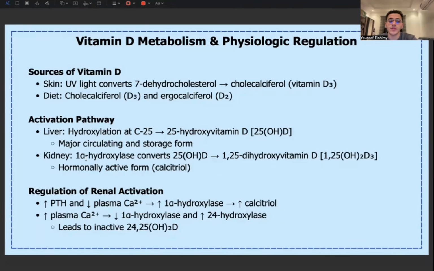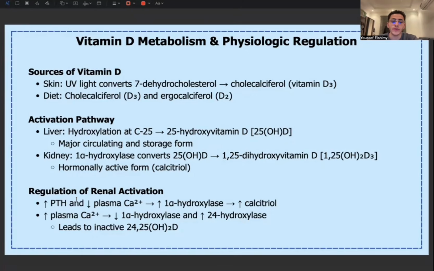There is an enzyme called 1-alpha hydroxylase that converts the 25-hydroxy vitamin D into a more active form, called 1,25-dihydroxy vitamin D. This is the hormonally active form, and it is also called calcitriol. Okay? This active form plays a role in regulating calcium levels as well as phosphate levels.